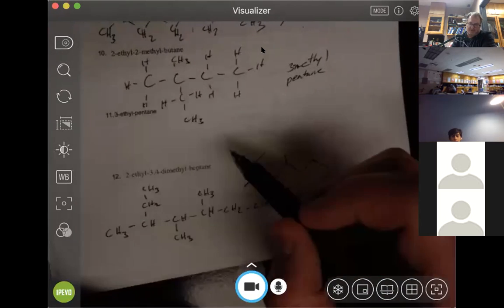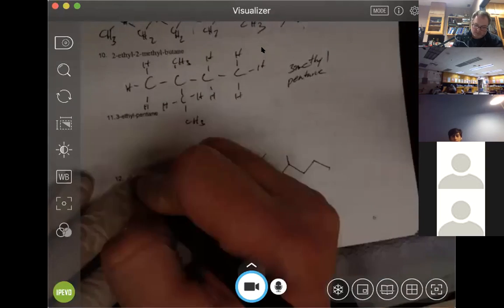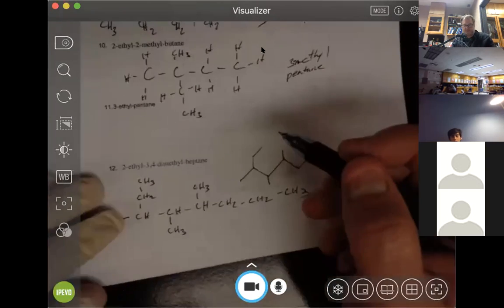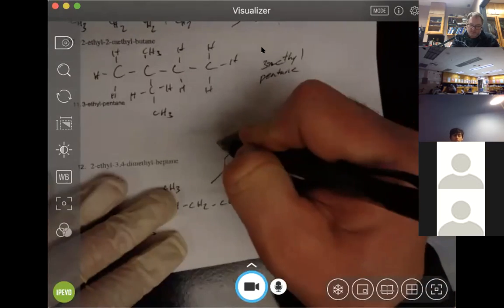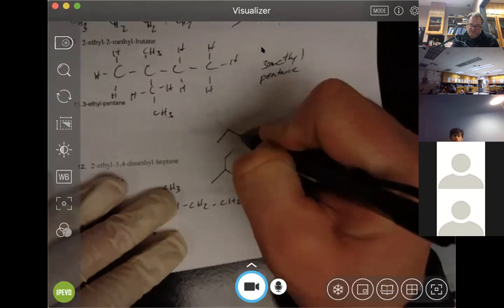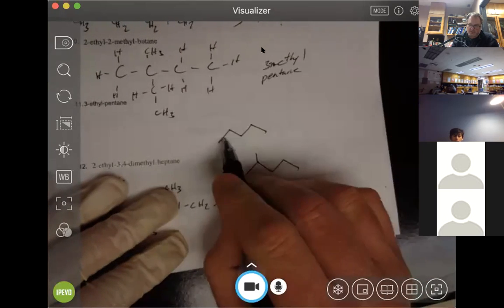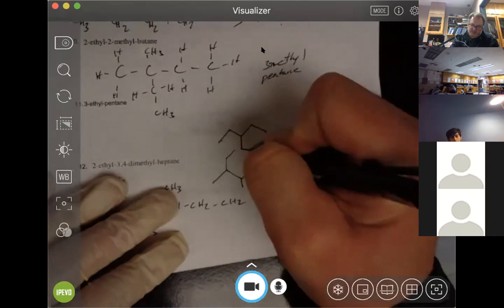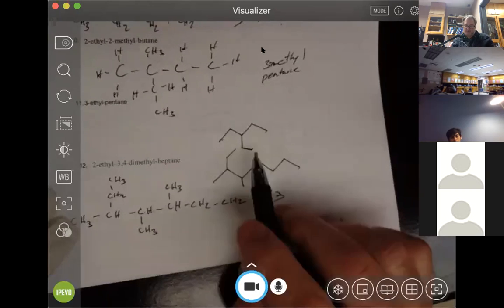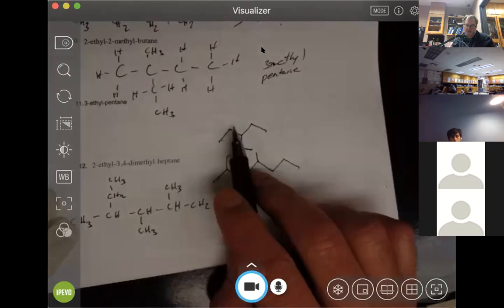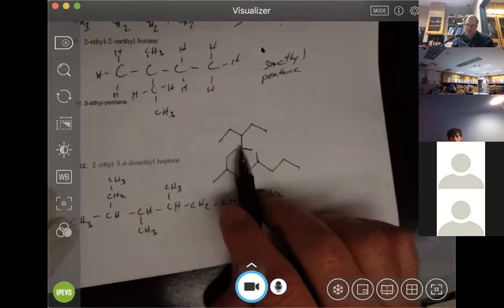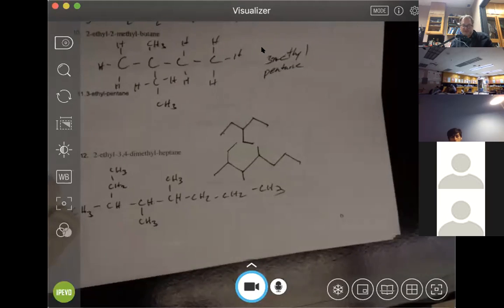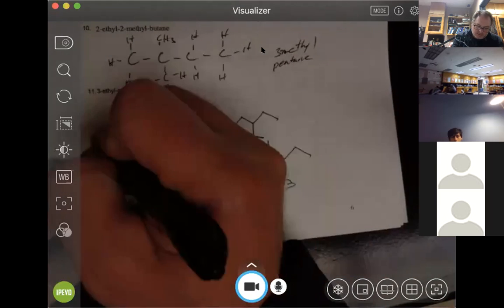So let's try 3-ethyl pentane. I'm going to do it stick. 1, 2, 3, 4, 5. 1, 2, 3. This feels like a Batman symbol or something. 1, 2, 3, 4, 5. Yeah. So there is 3-ethyl pentane.